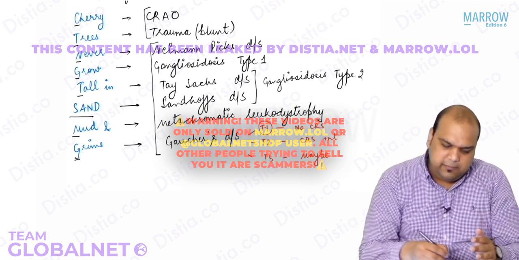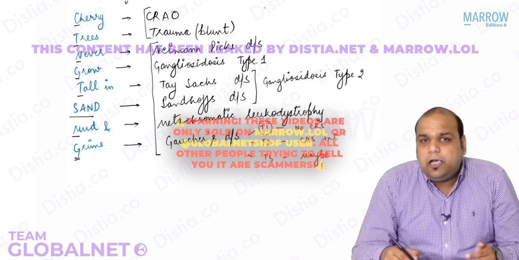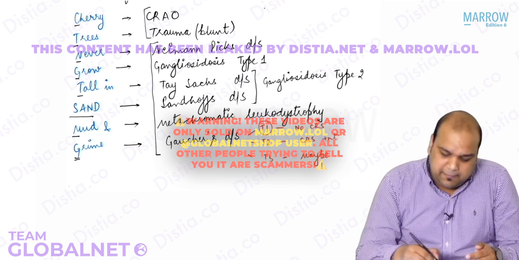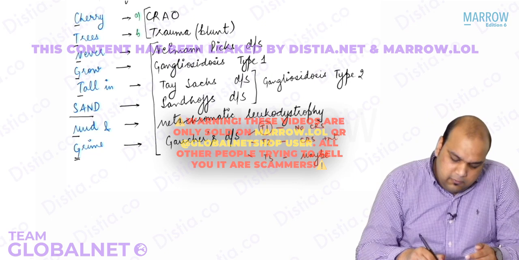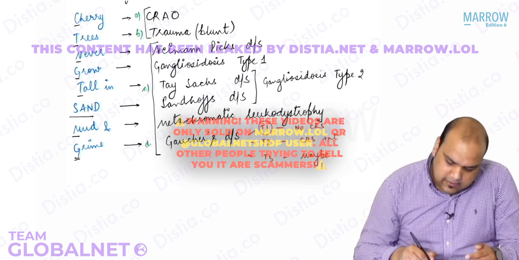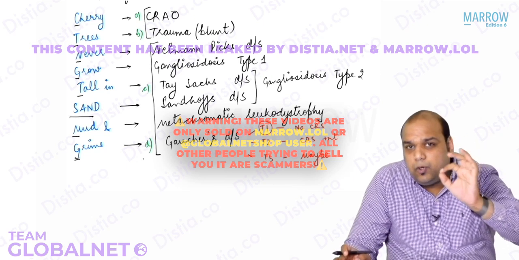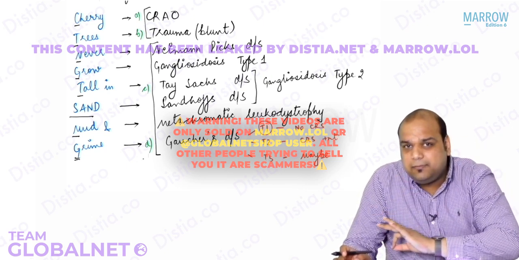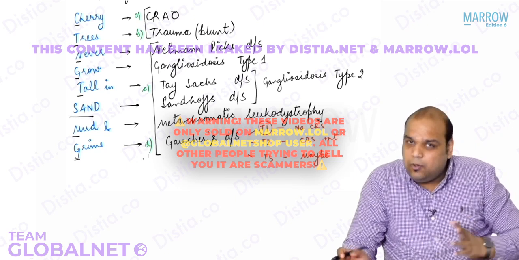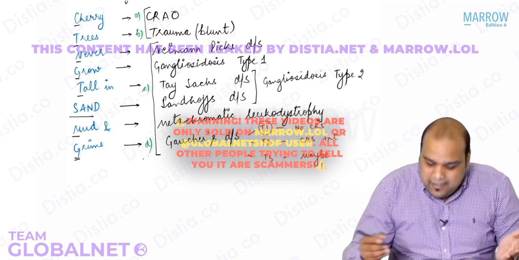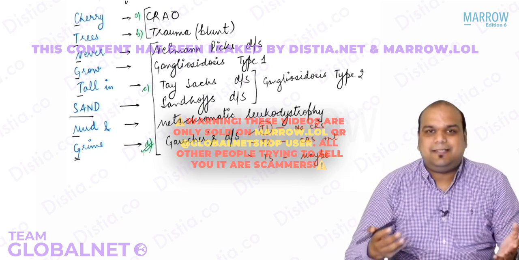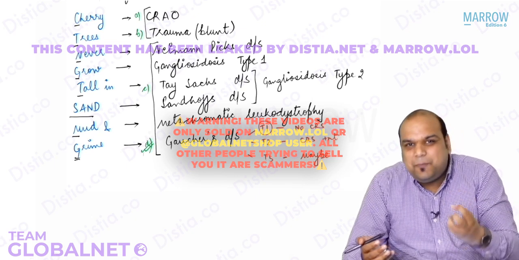So let's say question number 1, everybody. All of the following are causes of cherry red spot except. Options given are CRAO, blunt trauma, Tay-Sachs, Gaucher's. Are you getting the question? Listen to the question again. All of the following are causes of cherry red spot except A, B, C, D. All the 4 according to the list are true. In such a case, the answer becomes Gaucher's because we can say it is the least prominent cause.